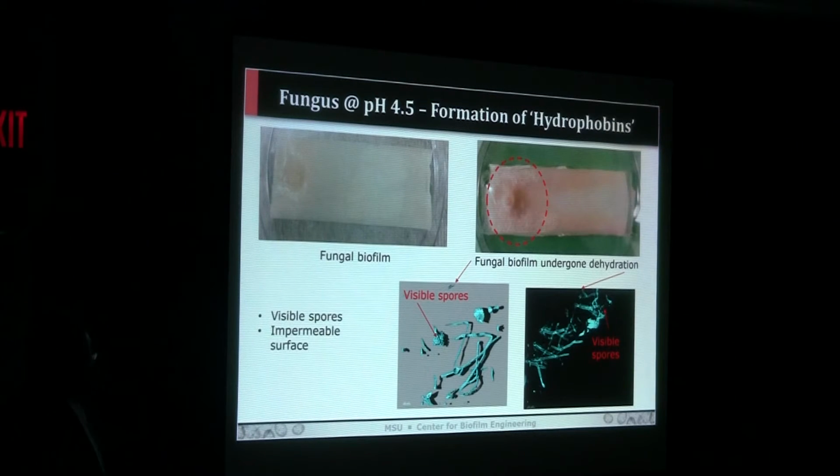And once we started looking at it, it looked like it was a very hydrophobic layer. And so we started going into the literature, and there is actually something that's called hydrophobins, which are being produced by fungi, and I have a slide on it here in a second. And there's actually industrial use for those potentially. But it basically happens when the fungal biofilms dehydrate, they start forming spores, and it's a hydrophobic, water-impermeable surface.